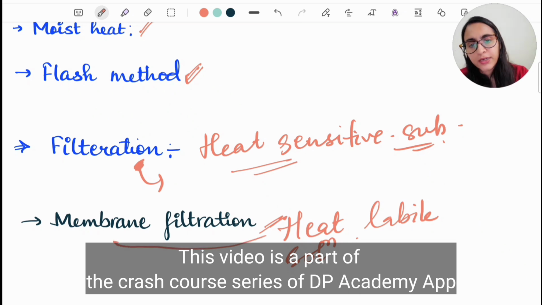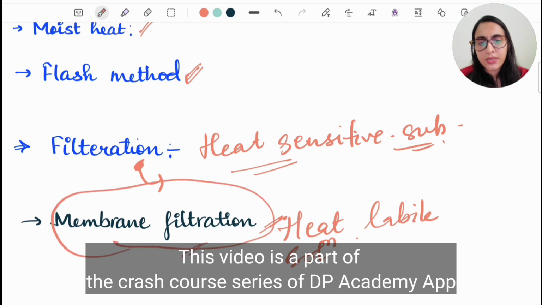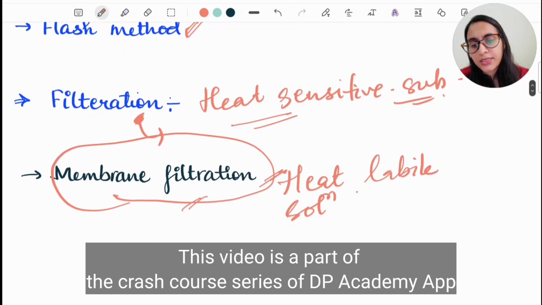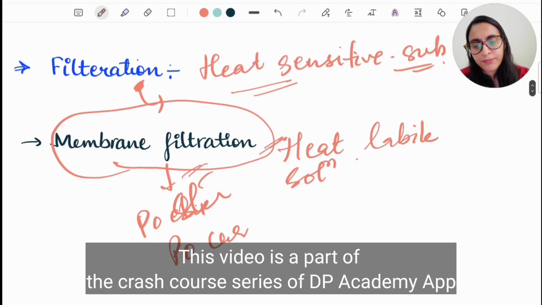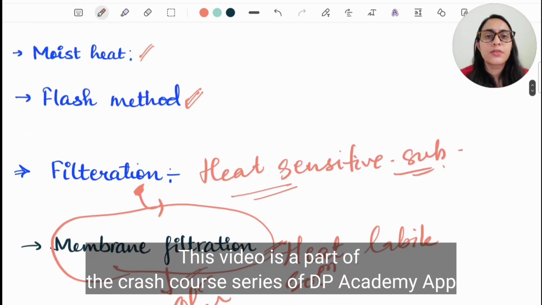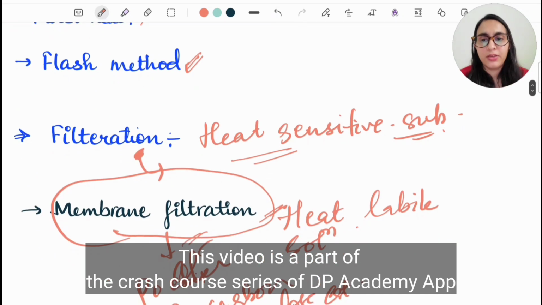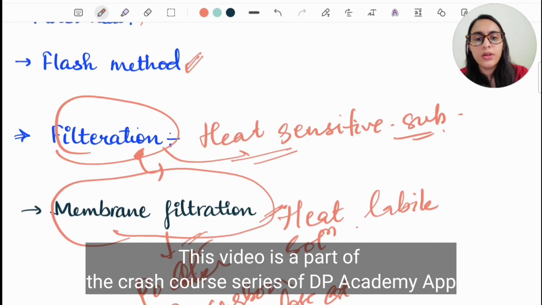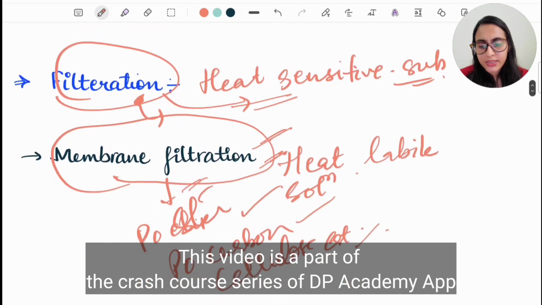Most commonly used filter is the membrane filter. Membrane filters are the most commonly used filters, and these membrane filters are made up of polyester, polycarbonates and cellulose ester. So remember, vaccines and serums are sterilized by membrane filters, by the filtration method. So the filtration method is used for serums and vaccines, heat sensitive substances and heat labile solutions by membrane filter. And membrane filter is made up of polyester, polycarbonate and cellulose esters.